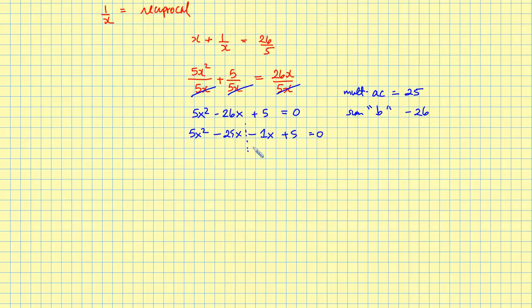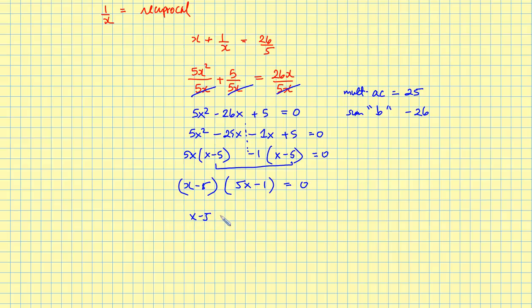I have four terms. I can group them into groups of 2 and 2. So I remove a 5x, and I'm left with (x minus 5) minus 1 times (x minus 5). I have identical binomials here, so I know I've done this problem correctly. I can remove my common factor of x minus 5, and what's left over is 5x minus 1 equaling 0, so that either x minus 5 equals 0, or 5x minus 1 equals 0, and x is either equal to 5, or x is equal to 1/5.